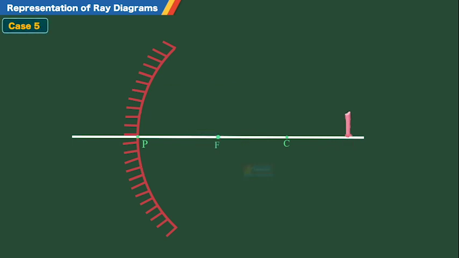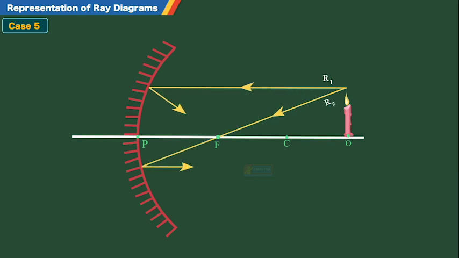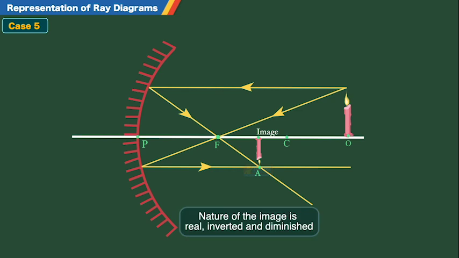Case 5. When a candle is placed on the principal axis of a concave mirror away from the center of curvature, we take two rays R1 and R2 emanating from the top of the candle. These two rays strike the concave mirror and they get reflected. The reflected rays meet at point A between focus and center of curvature and the image forms at A. In this case, the nature of the image is real, inverted and diminished.